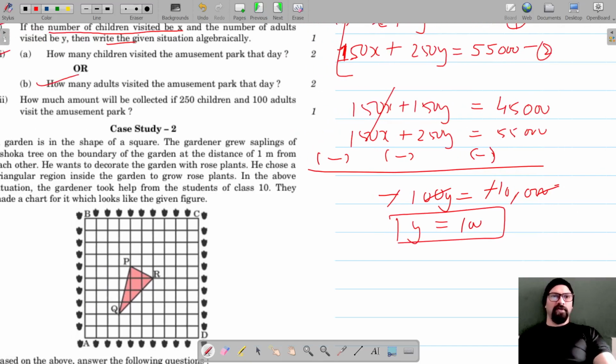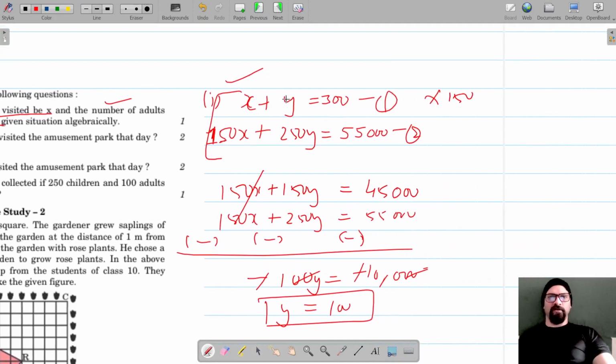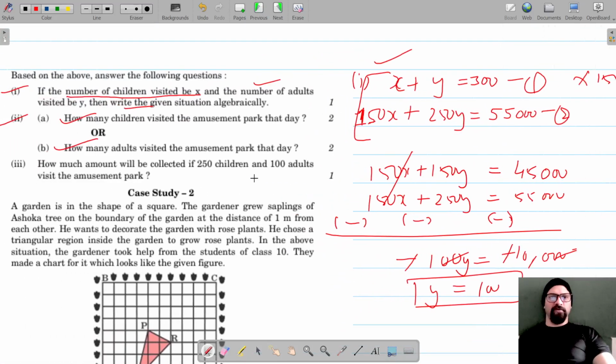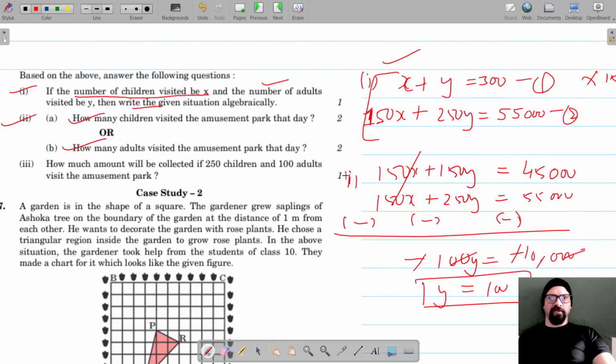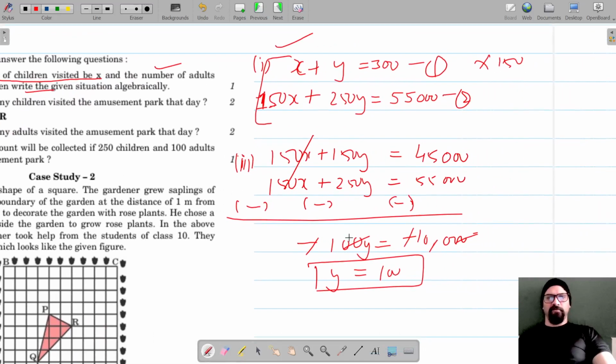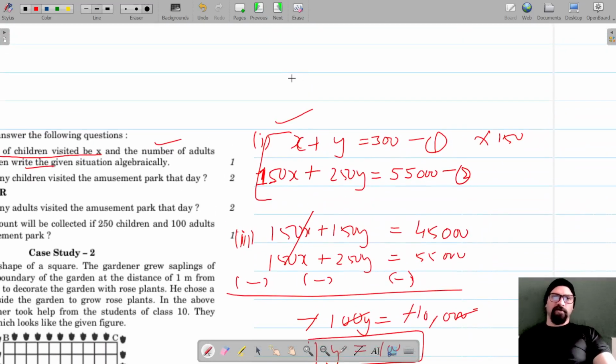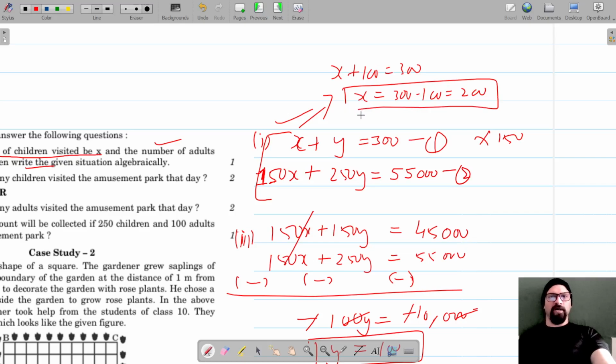So this is how many adults visited the amusement park, and now how many children visited. Using the first equation, the second one gave us the answer for adults. If the number of adults is 100, let's use this equation: x plus 100 is equal to 300, which gives me x is equal to 300 minus 100 is equal to 200. So the number of children that visited the park is 200.